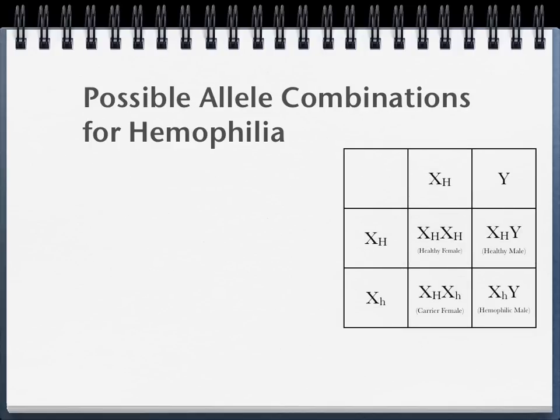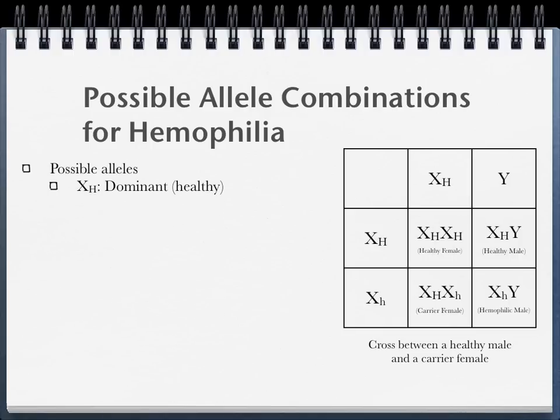Possible allele combinations for hemophilia. Here is a Punnett square that shows a cross between a healthy male and a carrier female. As you can see, there are three possible alleles: X capital H, or dominant, healthy; X lowercase h, or recessive, hemophilic; and Y, the Y chromosome, which is recessive and doesn't affect the phenotype.